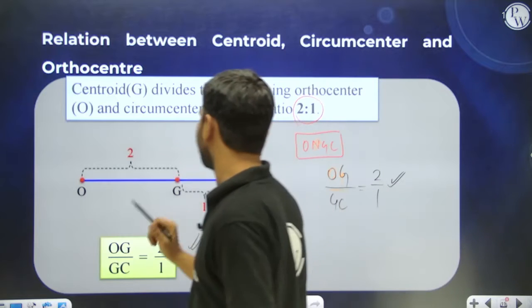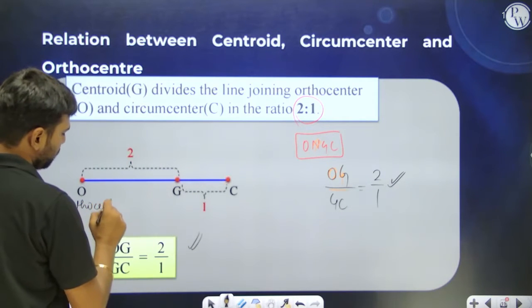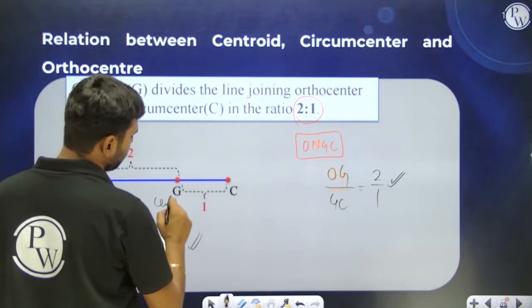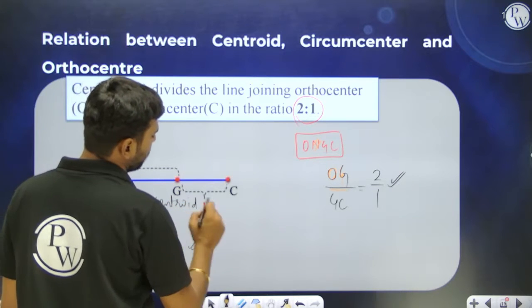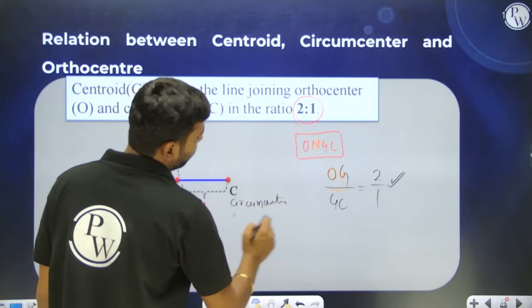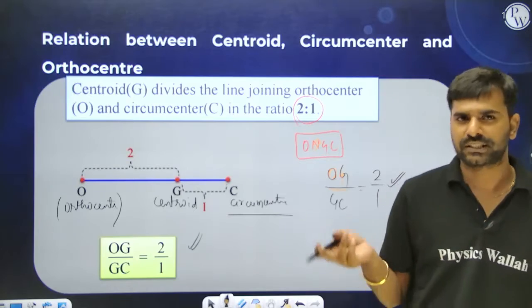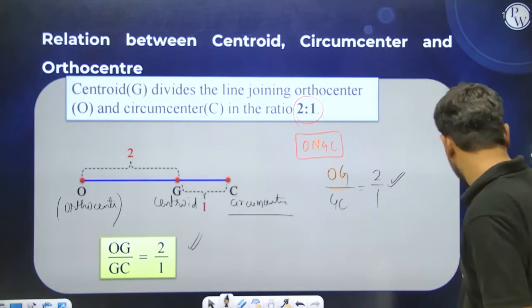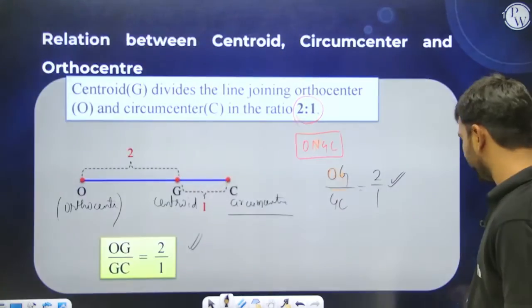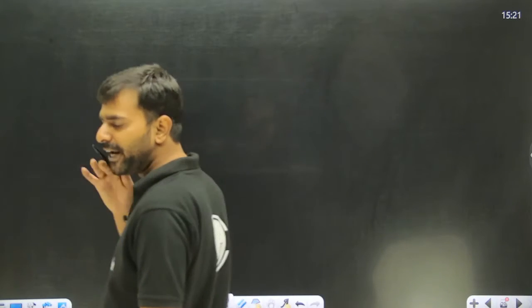Over here O is nothing but orthocenter, G is nothing but centroid and C is nothing but circumcenter. Do remember this terminology as well, because a lot of guys are confused. C means centroid because centroid also starts with C. So do remember this particular thing as well. Okay, yep.